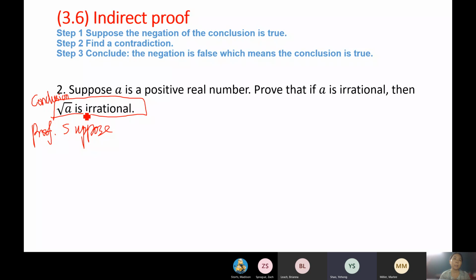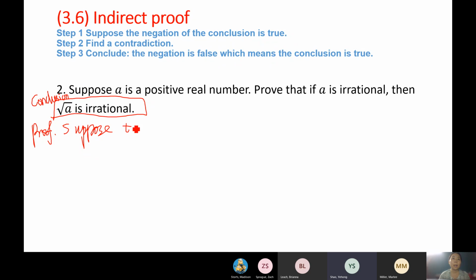Again, the reason is it's impossible to prove something is irrational directly, because if you want to do that, you have to prove square root of a cannot be written as a fraction. And there are infinitely many fractions. You're not going to be able to check every single fraction to verify it's not square root of a. Plus here, we don't even know what a is.